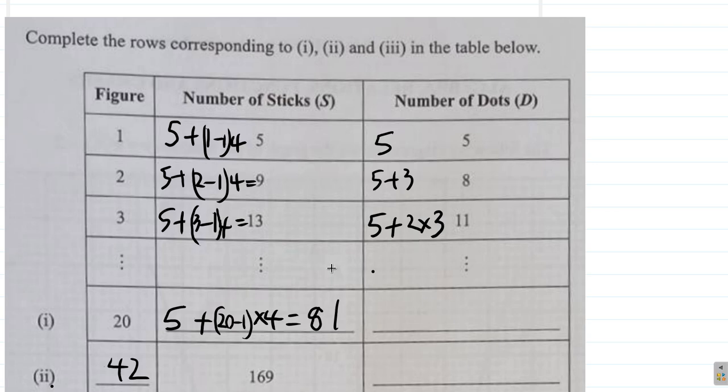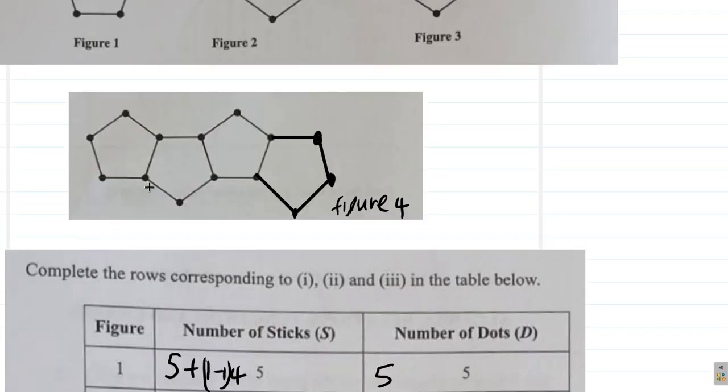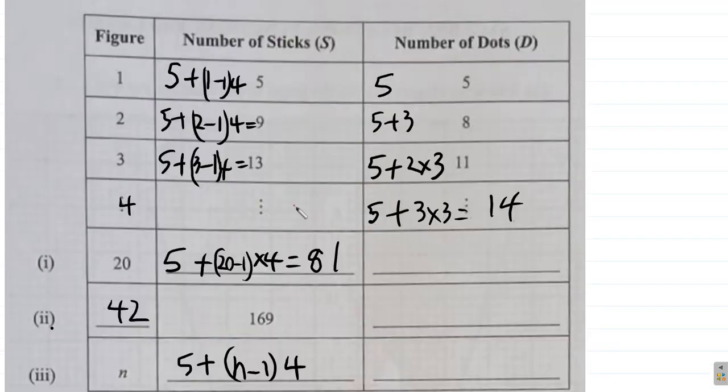Now, if we look at figure 4, let's write a 4 here, then we should have 5 plus another 3 dots. So we would have 3 times 3, which is 9, 10, 11, 12, 13, 14. We should have 14 dots in figure 4. Let's see. 1, 2, 3, 4, 5, 6, 7, 8, 9, 10, 11, 12, 13, 14. Alright, it works. So that was figure 4.